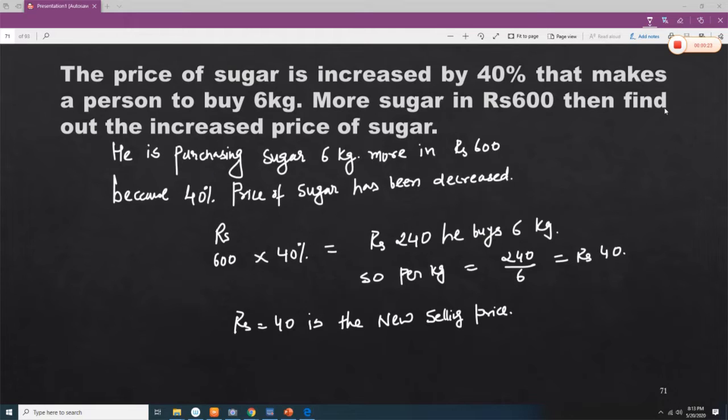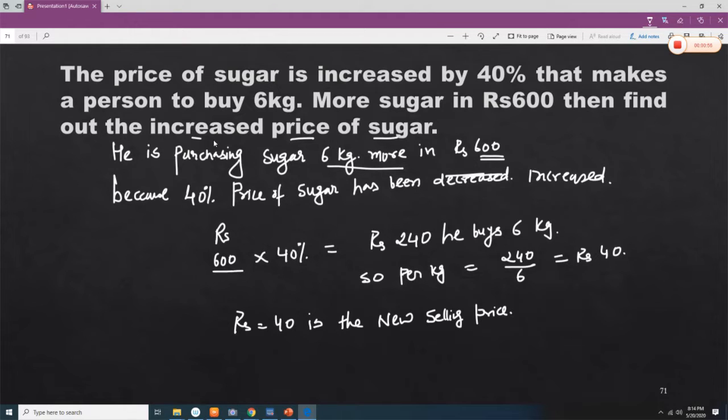Let's say the question is: the price of sugar is increased by 40%. That makes a person buy 6 kg more sugar in rupees 600. Then find out the increased price of sugar. So what we need to find out is the increased price of the sugar. He is purchasing 6 kg more in 600 rupees, because the price of sugar has been increased by 40%.